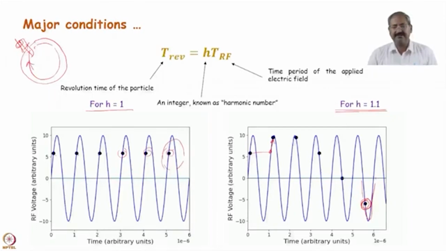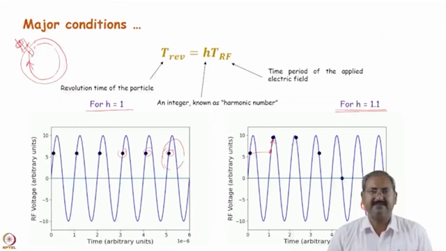And how are we achieving this synchronization? Different accelerators are based on different mechanisms. Cyclotrons achieve this synchronization in one way, microtrons achieve it in another way, and synchrotrons achieve it in yet another way. So on the basis of the mechanism by which an accelerator achieves synchronization, it can be classified as a cyclotron, microtron or synchrotron.